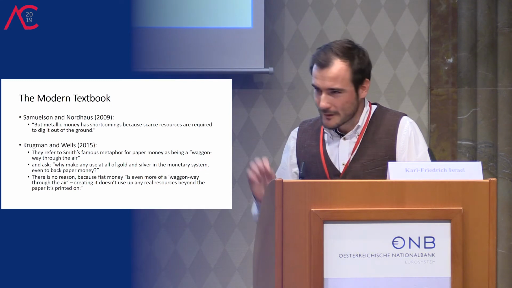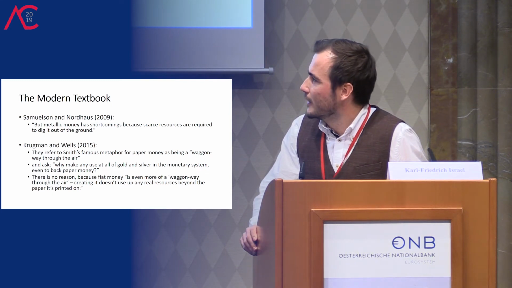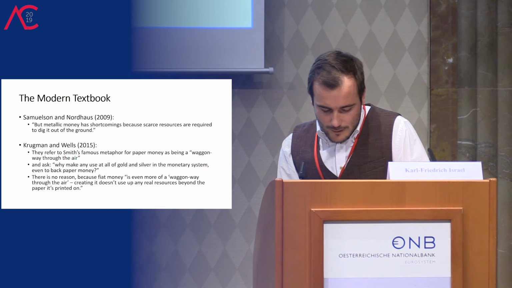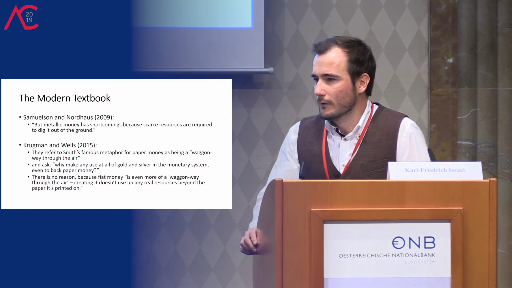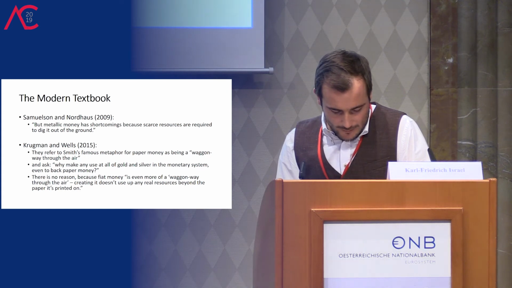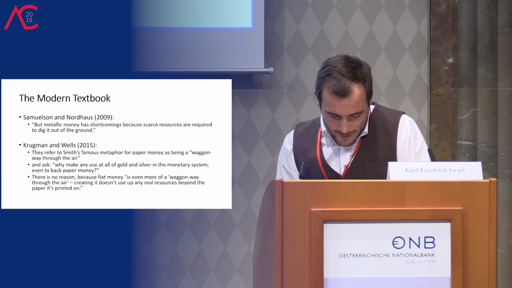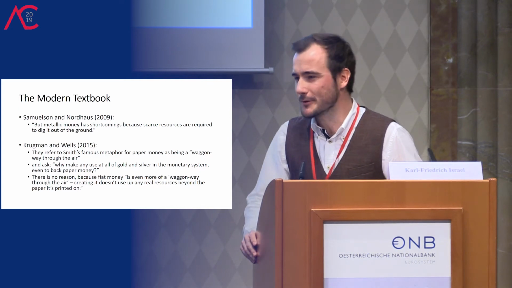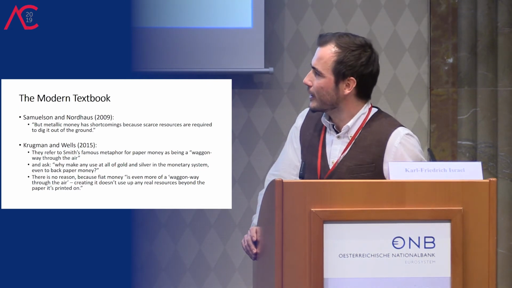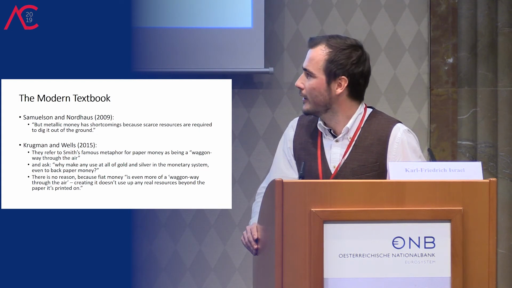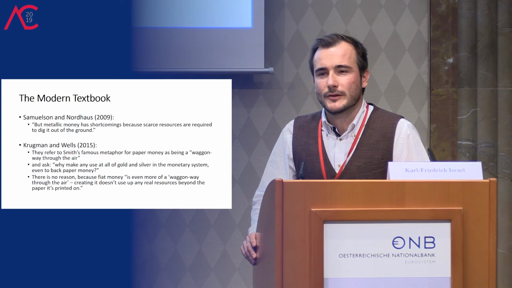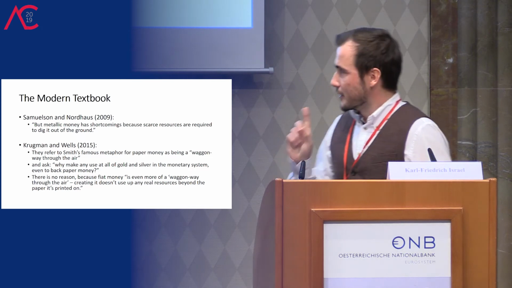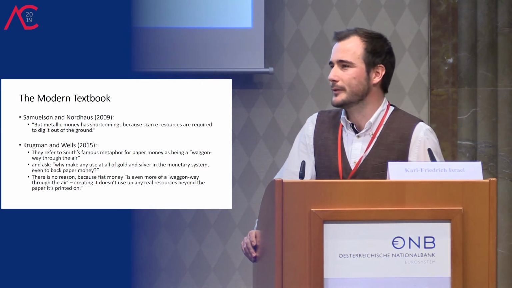And then, more specifically, Krugman and Wells, in their textbook on international trade, refer to Smith's famous metaphor for paper money as being a wagon way through the air. Then they ask rhetorically, why make any use at all of gold and silver? And of course the answer is, don't worry, we don't use it anymore, because a pure fiat money is even more of a wagon way through the air, and it doesn't need any real resources except the paper that you print the banknotes with. Okay, so that's the cost-saving argument for fiat money.